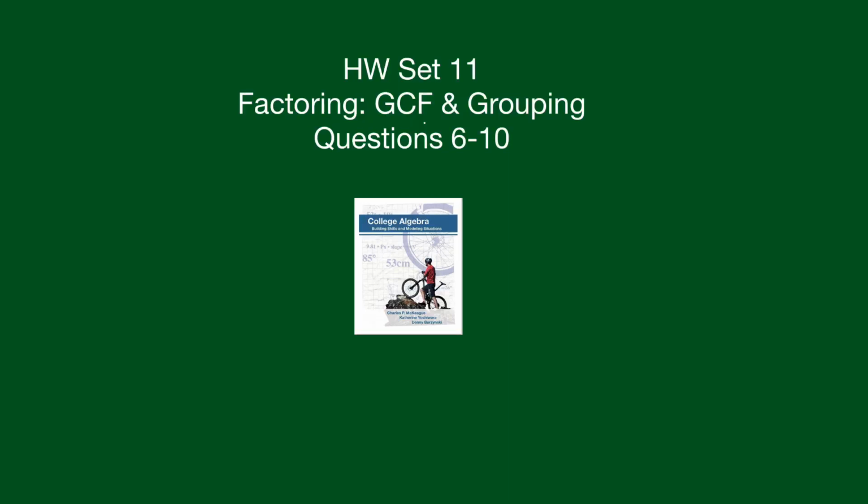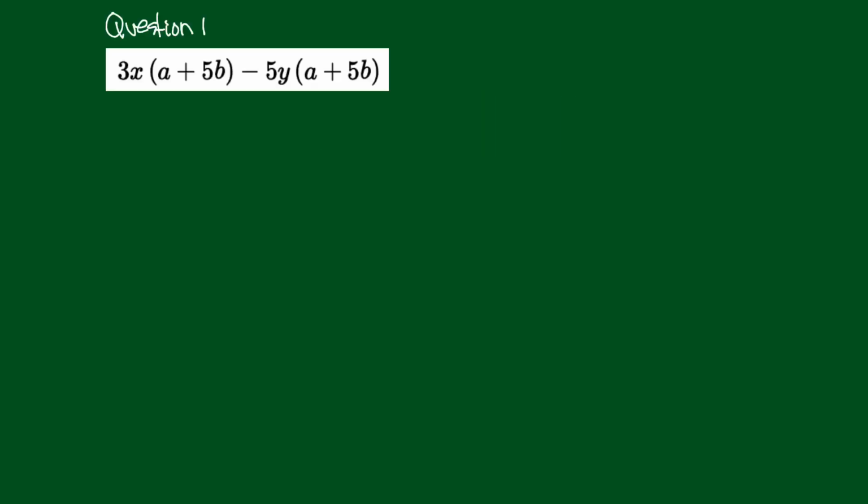This is homework set 11, factoring. We're going to take out the greatest common factor and use the grouping method. Question 1, this is going to be a factoring by grouping problem.